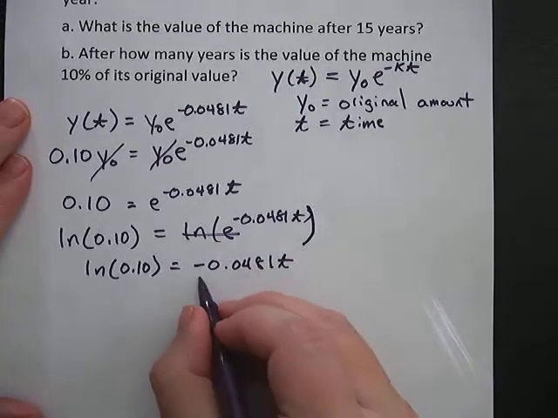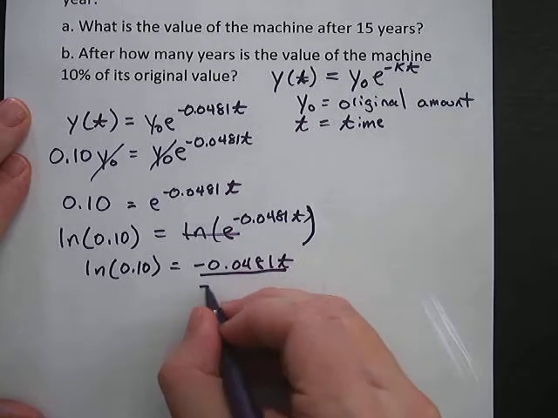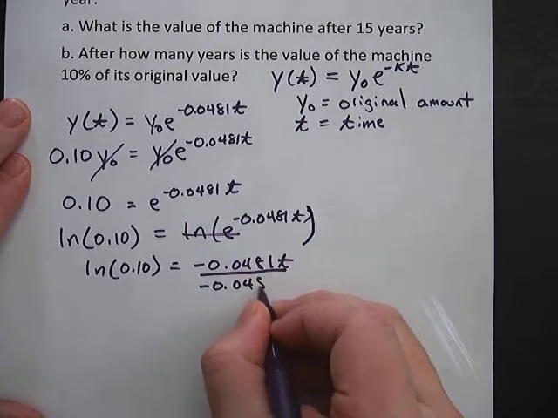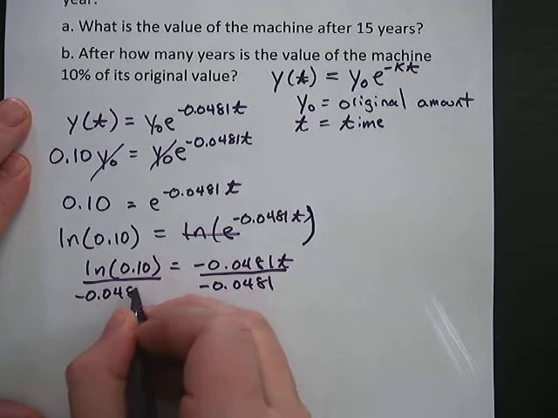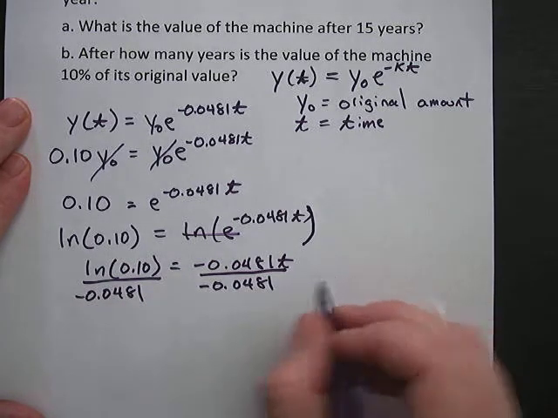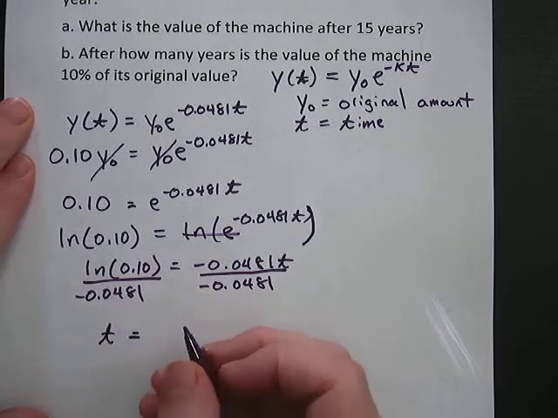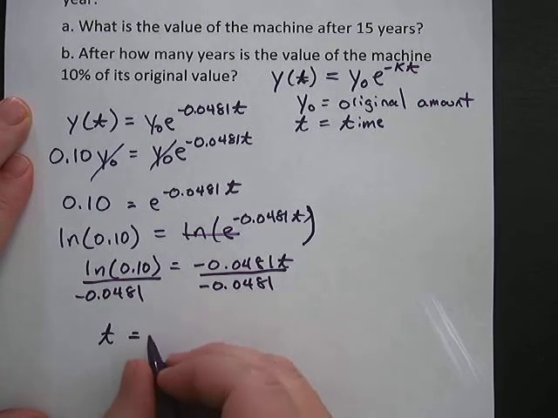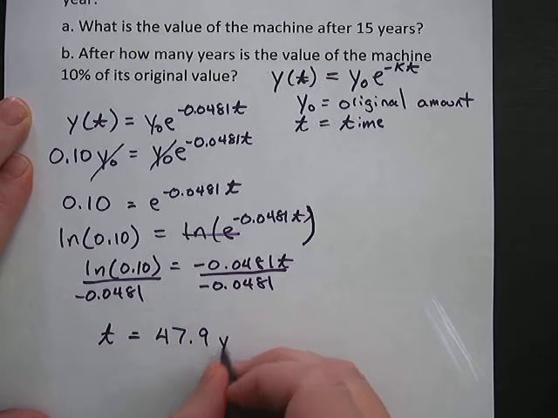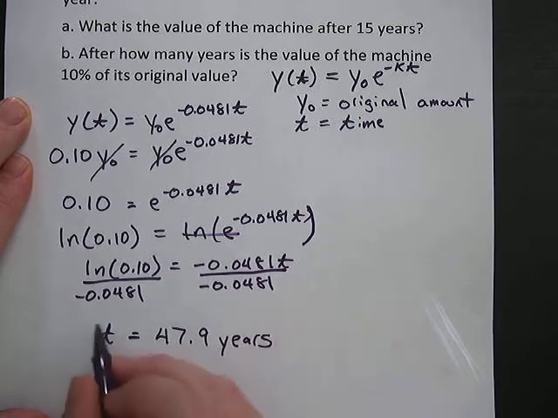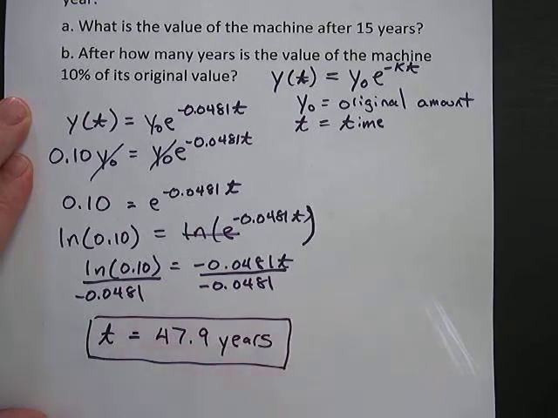We divide both sides by negative 0.0481, and that will give us our t value. Put that into your calculator, and you'll get t is approximately 47.9, and that's in terms of years. And that is how many years it would take for the machine to have a value that's only 10% of its original value.